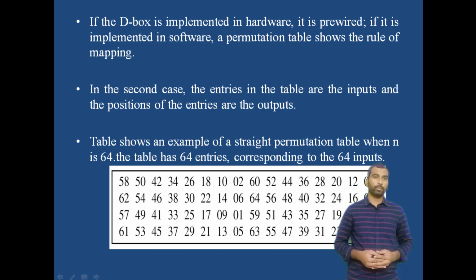The first entry has 58. From the 58th input I get the first output. Is it clear? At the second place I have 50, which means from the 50th input I get the second output. From the 42nd input I get the third output. Like that the bits will be arranged. The position of the entry corresponds to the output.